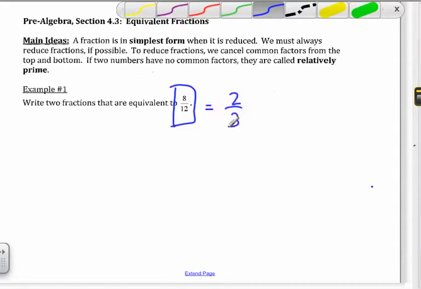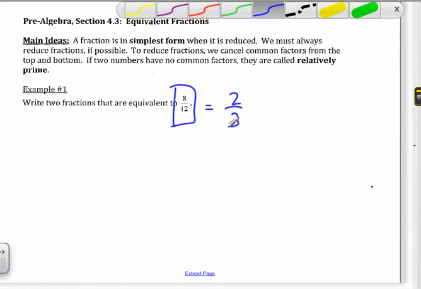Okay? But it wants another one. It wants another one that is equivalent to that. How can I, don't tell me another one, but how can I get another one? How can I get another fraction that's equivalent to these two fractions? Spencer? I can multiply the top and the bottom by the same number, whatever it is.